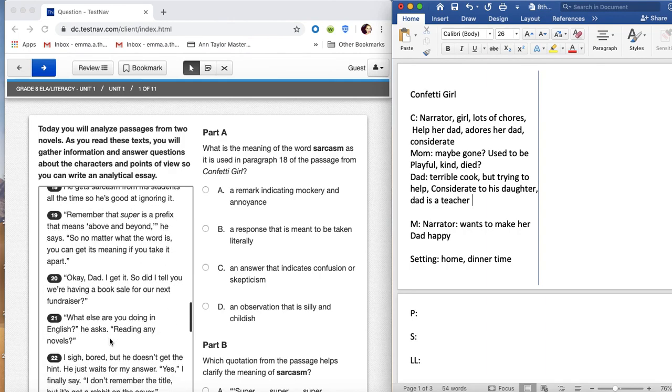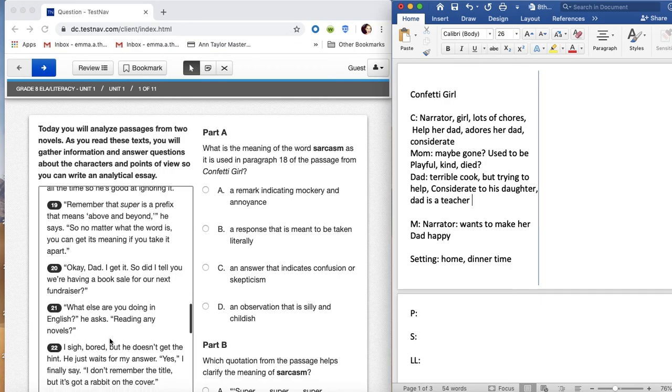Remember that super is a prefix. That means above and beyond, he says. So no matter what the word is, you can get its meaning if you take it apart. Okay, Dad, I get it. So, did I tell you we're having a book sale at our next fundraiser? What else are you doing in English? He asks. Reading any novels? Oh, I sigh, bored, but he doesn't get the hint. He just waits for my answer.